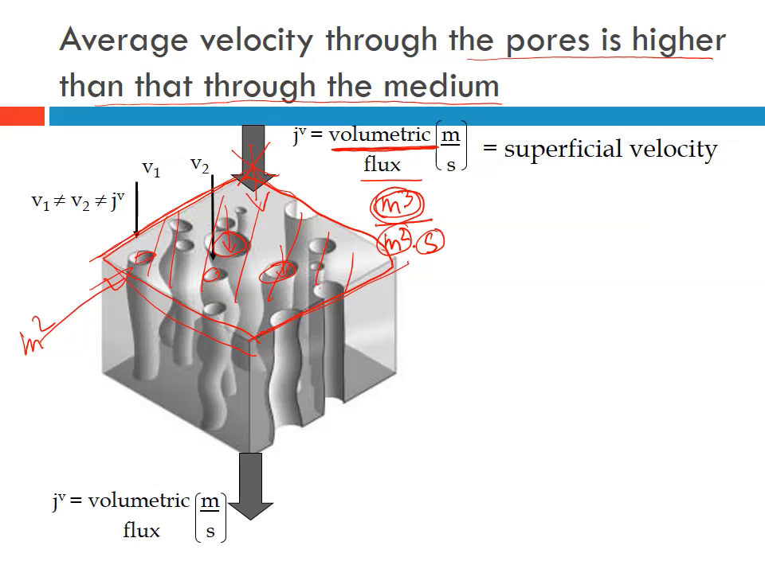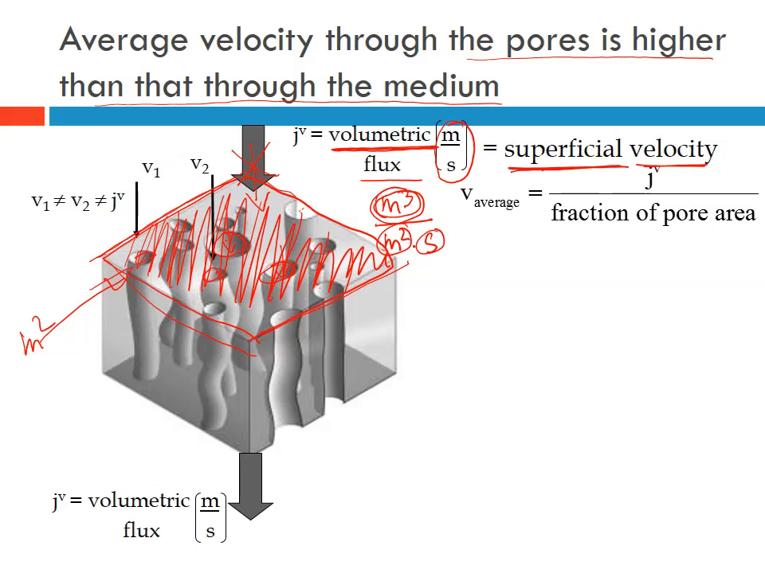But interesting part is this meter cube and meter square, they cancel, and we're left with just meters per second, which is like a velocity. So we can think of this volumetric flux is also like a superficial velocity. It's the velocity that the fluid is flowing with over the entire section, not just through the holes. In reality, it's flowing through the holes.